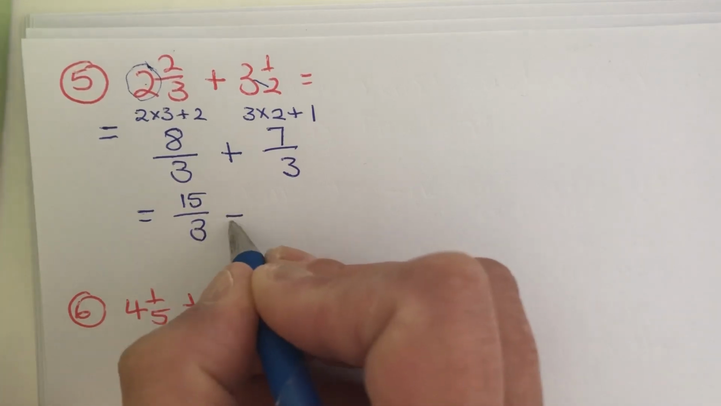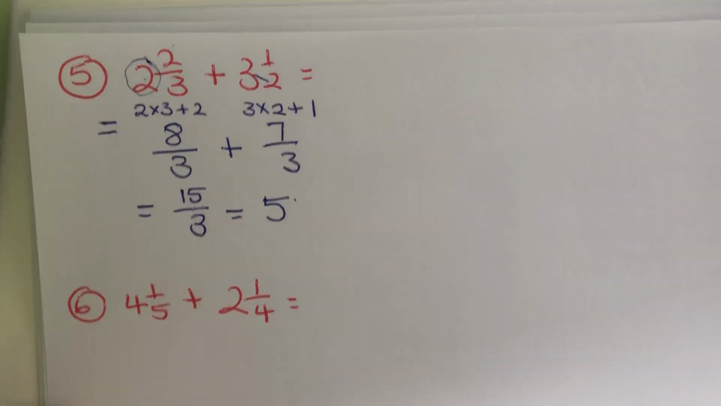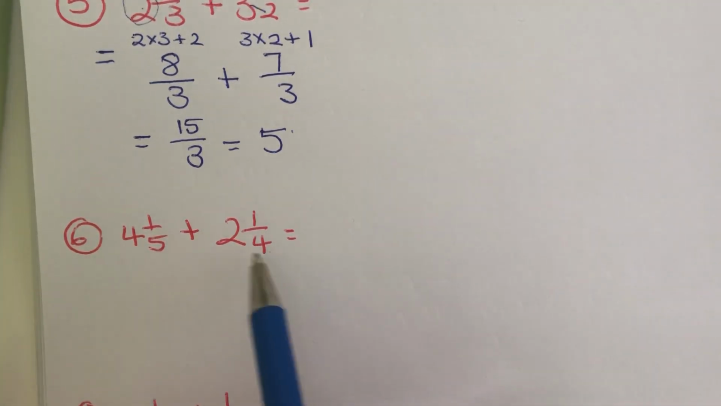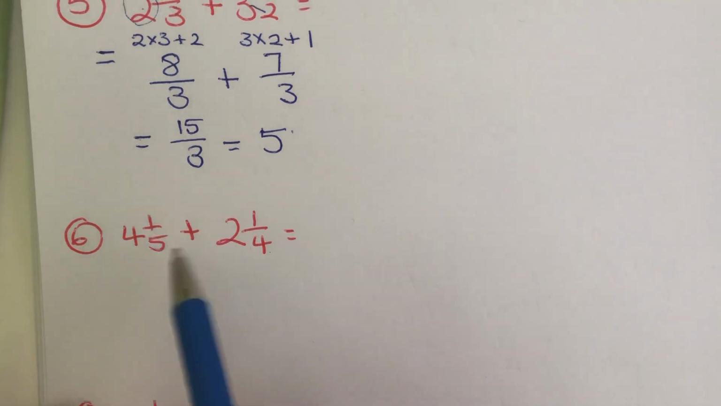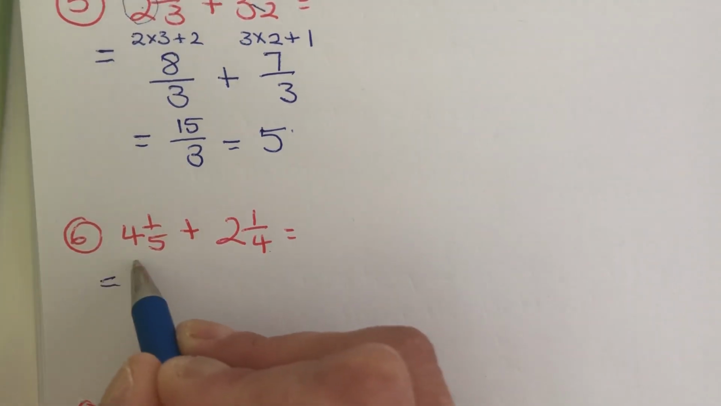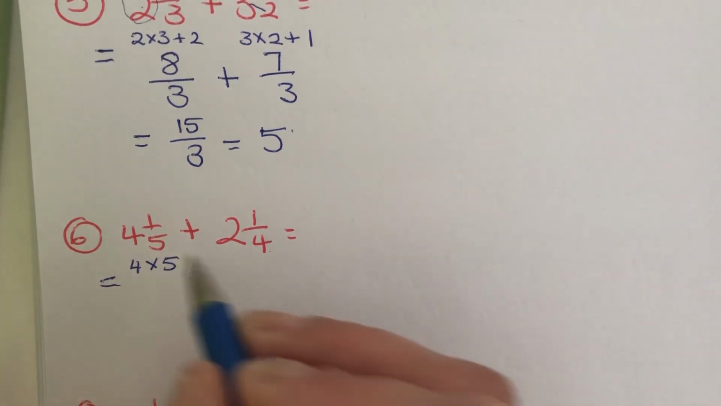And 15 divided by 3 is 5, which works out nicely. Okay, let's have a look at this one. So don't be worrying that they're different at this stage. We want to make them into improper fractions first. So you don't need to write this line in. I'm just writing it in our examples so you can see.